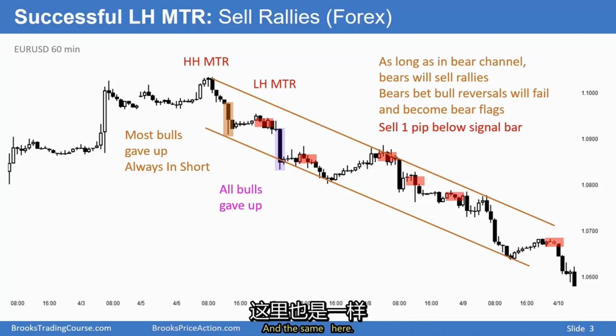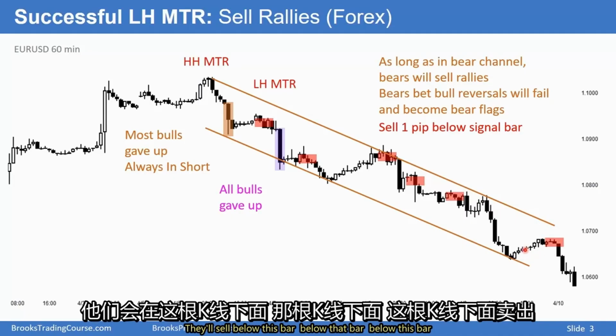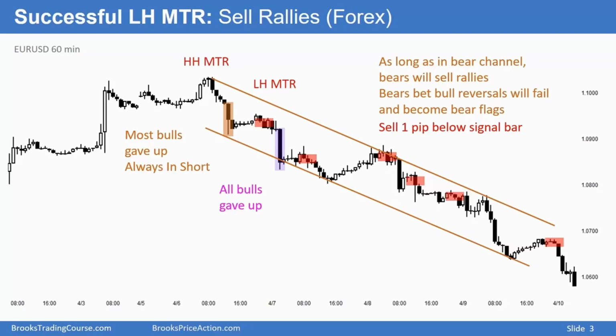And the same right here. A small double top, not quite to the channel, but traders will sell every reversal down. They'll sell below this bar, below that bar, below this bar, and they get filled as this bar fell below that small bar's low.